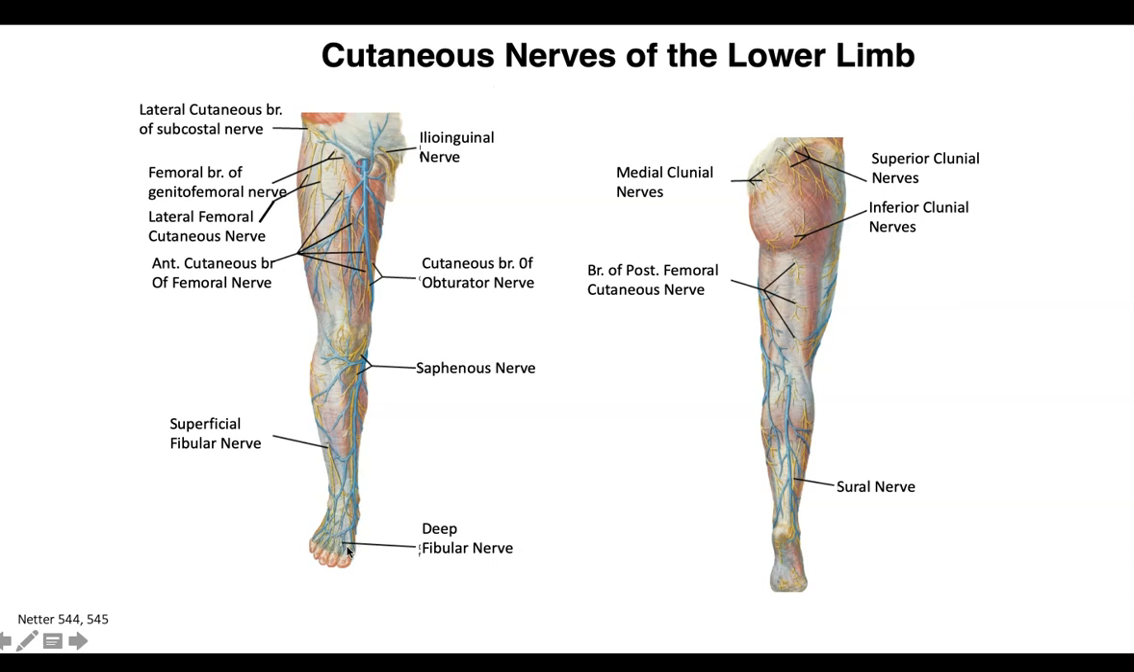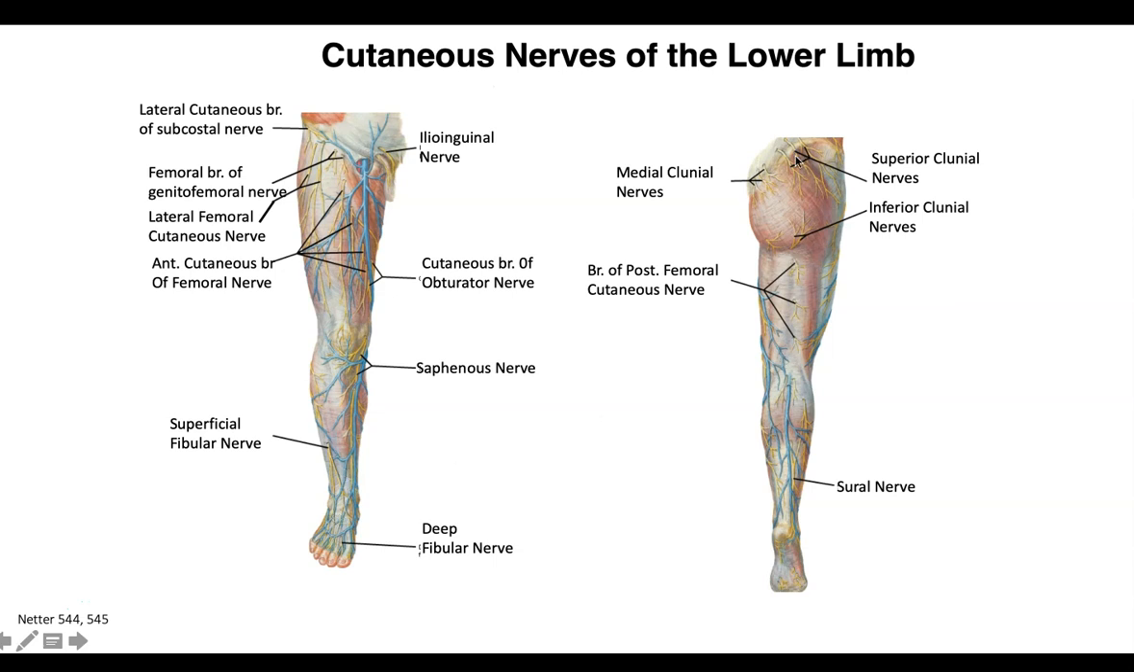And the digital branch of the deep fibular nerve pierces the deep fascia in between the first and second toe. In between the first and second toe, this digital branch is the branch of the deep fibular nerve. These are the important cutaneous nerves on the anterior side of the lower limb.